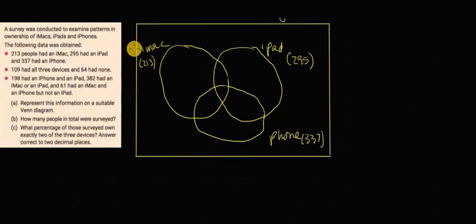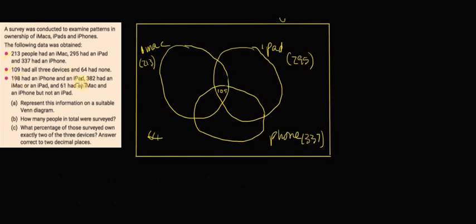Okay, another question. This one has a sting in the tail. It's a bit more difficult, but let's have a look at this one. A survey was conducted to examine patterns in the ownership of iMacs, iPads, and iPhones. So I set up a Venn diagram with the 3: iMac, iPad, and iPhone. 213 had an iMac, 295 had an iPad, and 337 had an iPhone. Okay, so I've started the ball rolling. 109 had all 3 devices. I could have made this a bigger area. And 64 had none.